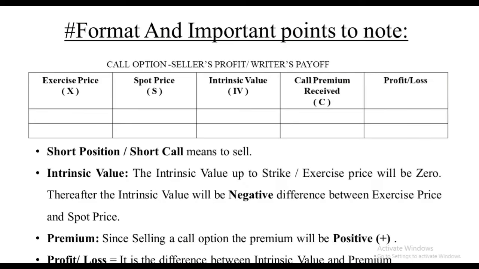Second, premium. Since we are selling a call option, the premium will always be positive. And lastly, the profit and loss will be nothing but the sum of the intrinsic value and the premium. So these are the three simple rules that need to be kept in mind while solving the sum. Now let us start. We'll take up two examples in order to understand how to solve sums based on call option seller's payoff. Let us start with the very first example.